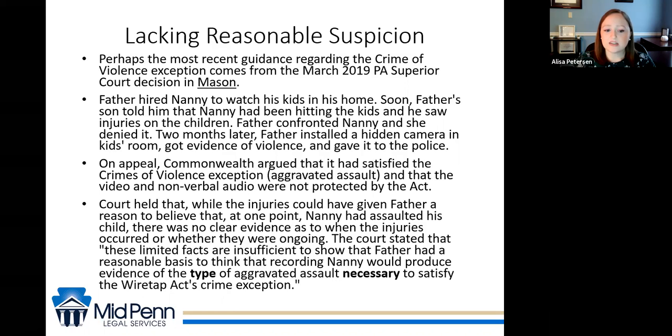This is important because it once again points out the difference between you believing a simple assault is going to occur or an aggravated assault is going to occur. They said based on the facts, and I think it's really significant that the father waited 2 months to install the camera. I believe that weighed in the court's decision of thinking he didn't really think an aggravated assault was going to happen. Otherwise, maybe he would have installed the camera sooner. They didn't specifically say.